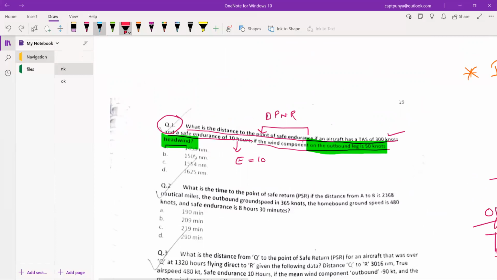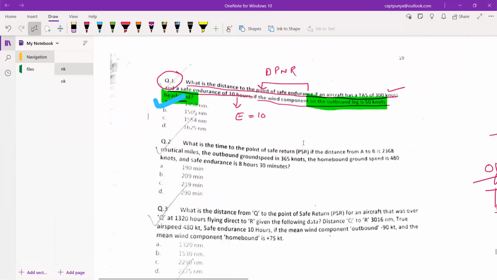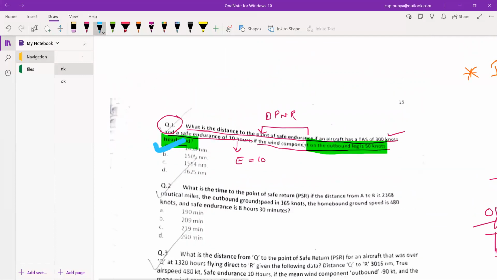So guys, it is very simple to solve these kinds of questions. Option A is correct. Now, for these kinds of questions, first of all, there are things you have to do. The first thing is to identify whether it is a critical point question or a point of no return question.